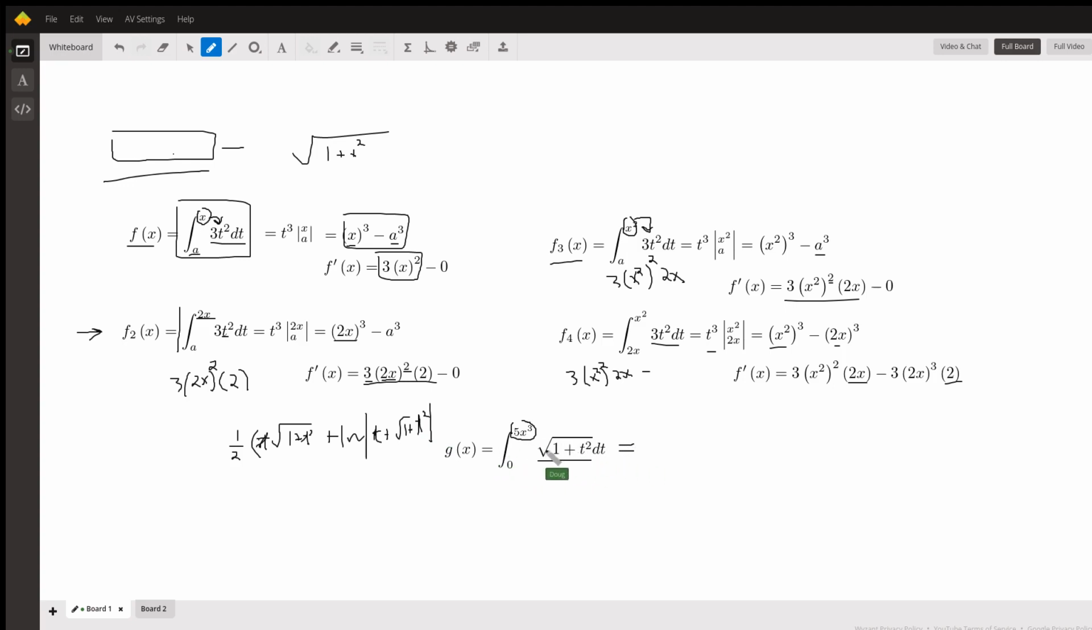But it's easy to find the derivative from here. Just put 5x cubed in for the t. There's the 5x cubed, replacing the t, but then you have to remember to multiply by the derivative of what we just substituted, 15x squared.